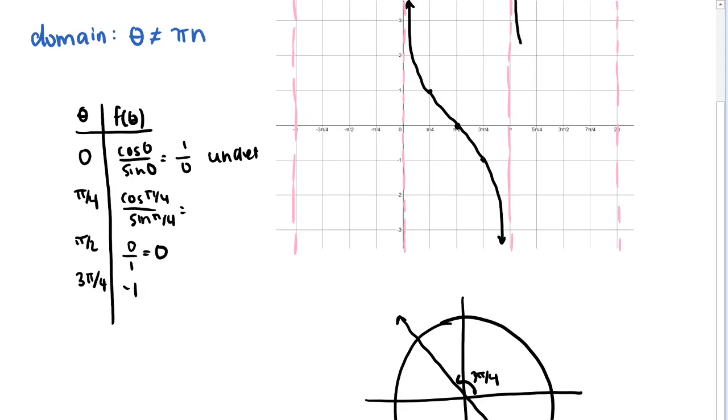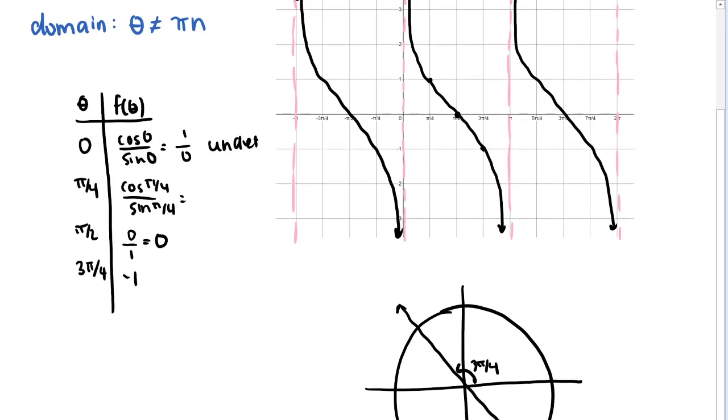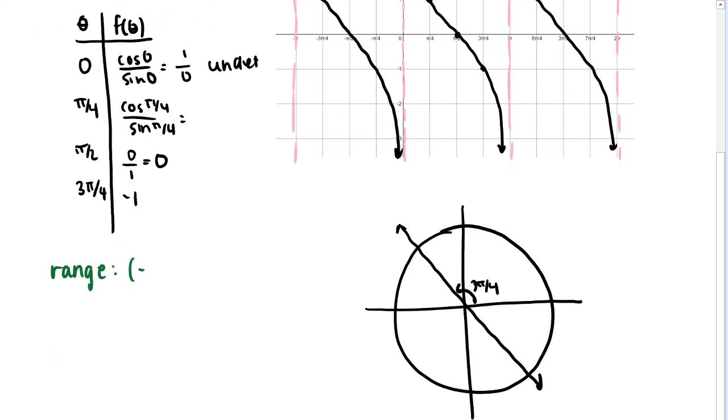And so, our cotangent function is going to repeat itself every pi interval, just like our tangent function. And so we see this graph here. And so the last thing I want to say is that we can identify the range here for our cotangent function as well. And so the range, just like our tangent function, is from negative infinity to positive infinity.